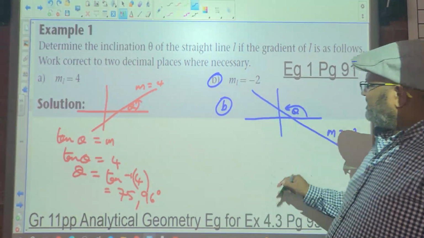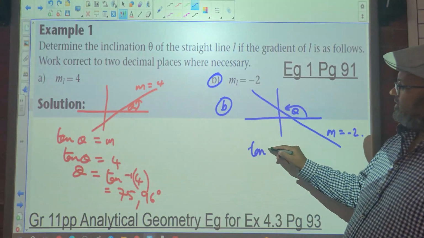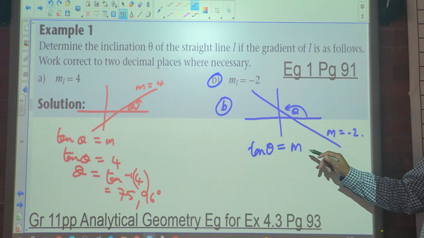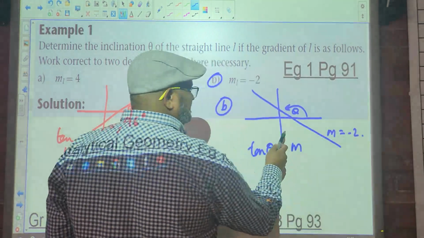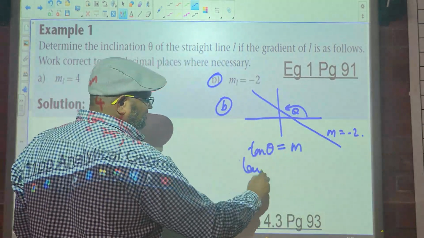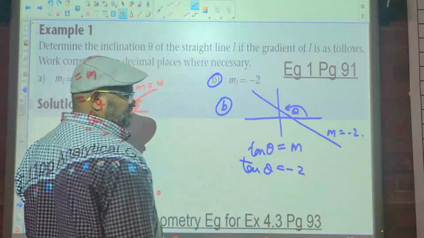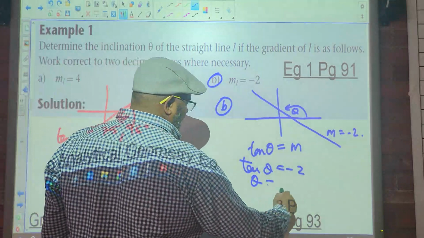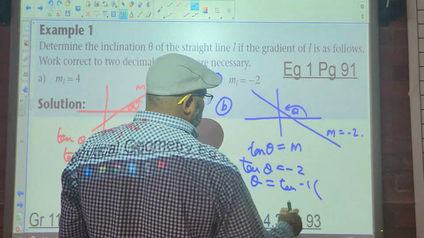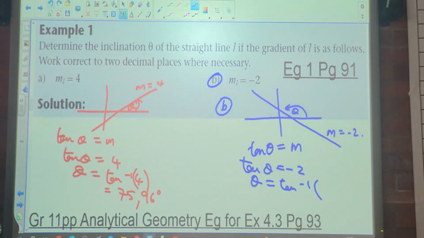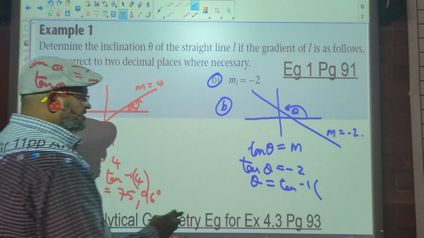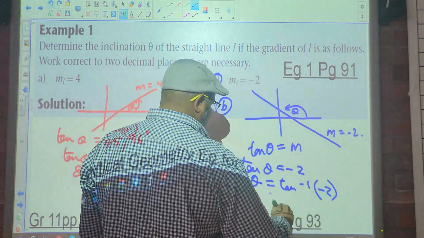So people, what do we have here? We say tan of theta equals gradient, not so? But what's the gradient of this line? Negative 2. So we say tan of theta is equal to negative 2. How do we get theta on its own? Inverse tan. Now normally when we need the general solution, we drop the negative. But for this part of the work, we retain the negative. We keep the negative 2.